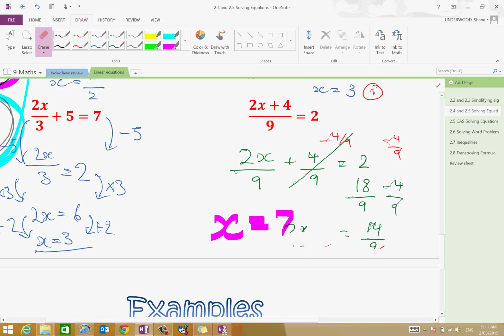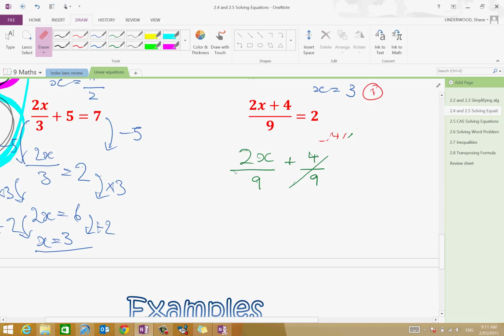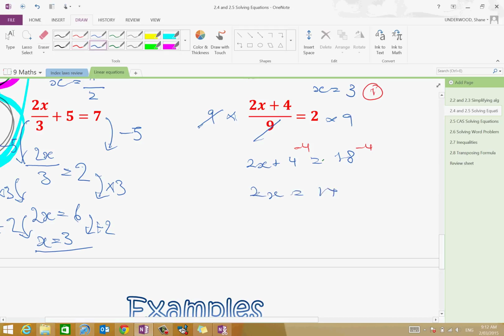So I'm going to get rid of this and we're going to show you the best method to do. If you did it the other way, you're just creating work for yourself and then you have to deal with ugly fractions. What we're going to do is multiply both sides by 9. That's going to cancel this out. Then we've got 2x + 4 = 2 × 9, which is 18. We subtract 4 from both sides, which gives us 2x = 14. Then we divide both sides by 2, and we get x = 7.